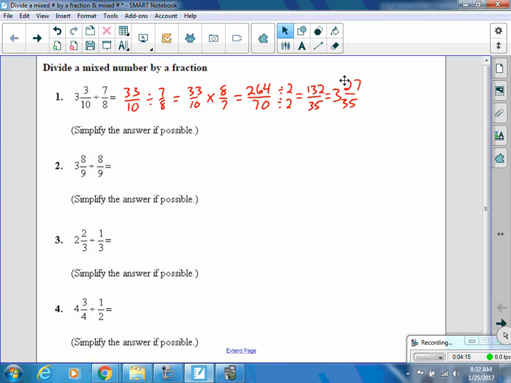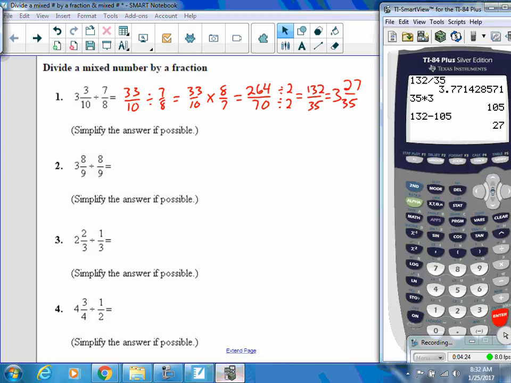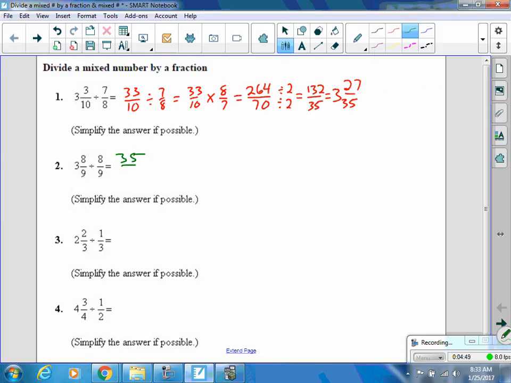Okay, all right, number 2. I've got 3 8/9 divided by 8/9. So again, the first thing I need to do is change that mixed number into an improper fraction. So to do that, I take the bottom number, which is 9, times the whole number, which is 3, and I add the top number, which is 8. And I get 35. So 3 8/9 becomes 35 over 9.